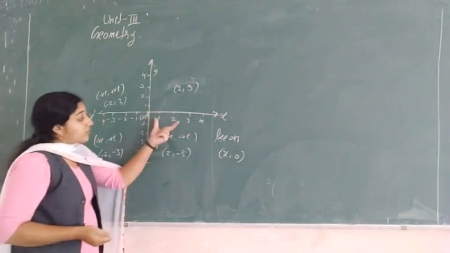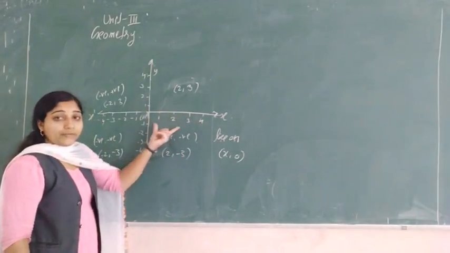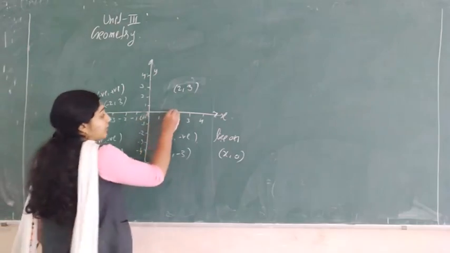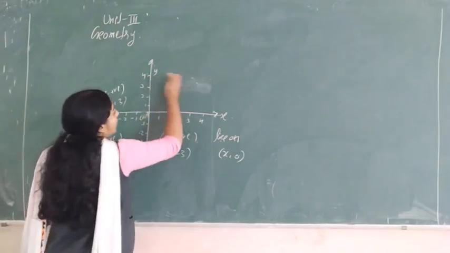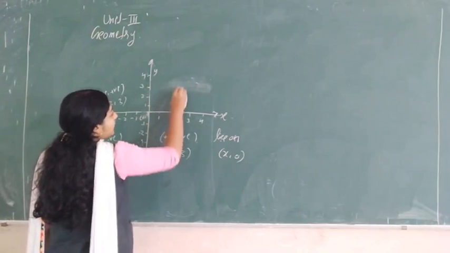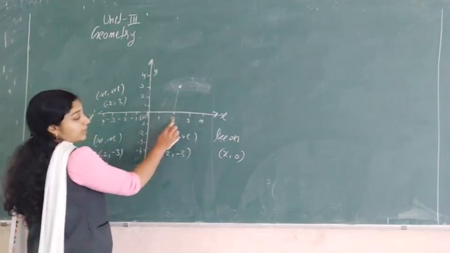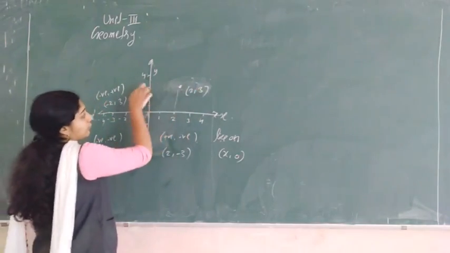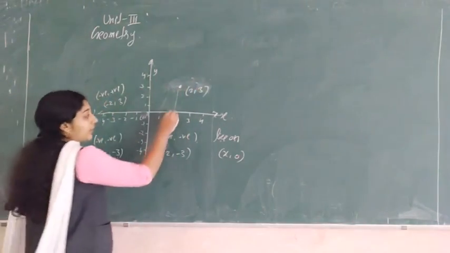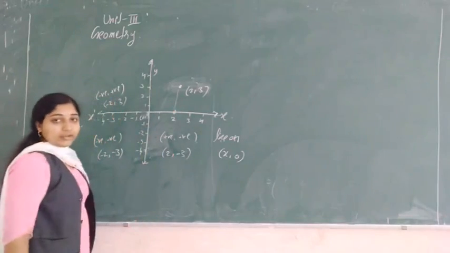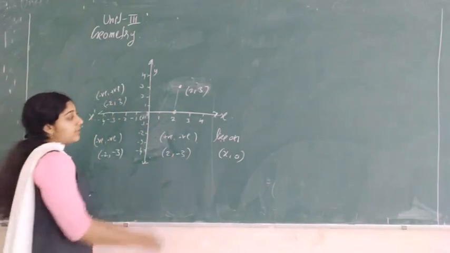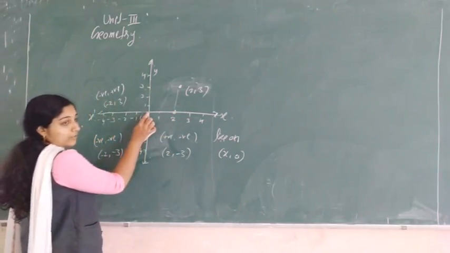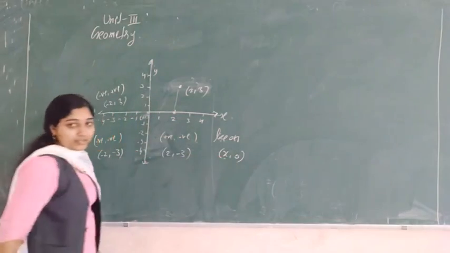If any point lies on the x-axis, it means we have to take the point from x only, but the y value is 0, because it lies here. If you see, if this point lies here, what will we denote it by? 2 comma 3, is it? Because from x 2, from y 3. But if any point lies on the x-axis, then how will we denote it? The value of x is 2, but what is the value of y? If you compare, it is 0, so x comma 0.